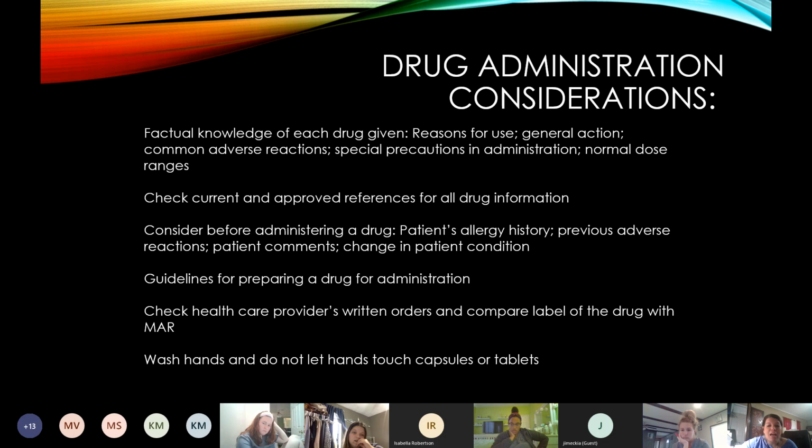Yes, Zoe, time sensitive. Like blood, for example, when you get your blood from the lab, if you administer blood, it has to be given within 4 hours. After 4 hours, it is no longer good. So take those times and tuck them away in your brain and make sure that you abide by those specifics. Let's see, guidelines for preparing a drug for administration.